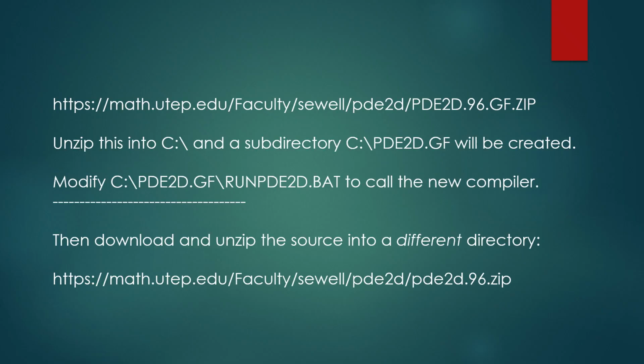In this case, you should go ahead and download the Windows Gfortran version and install it as indicated in that README file as before, except of course you can skip the compiler installation. Then you will need to modify run pd2d.bat to compile and link using the new compiler. Then download and unzip the source code file pd2d.96.zip into a different directory. Don't mix files with the Gfortran version.